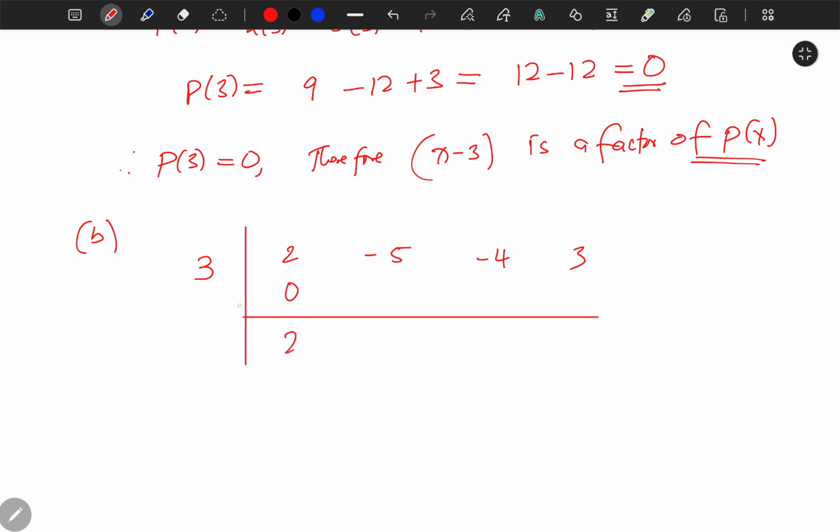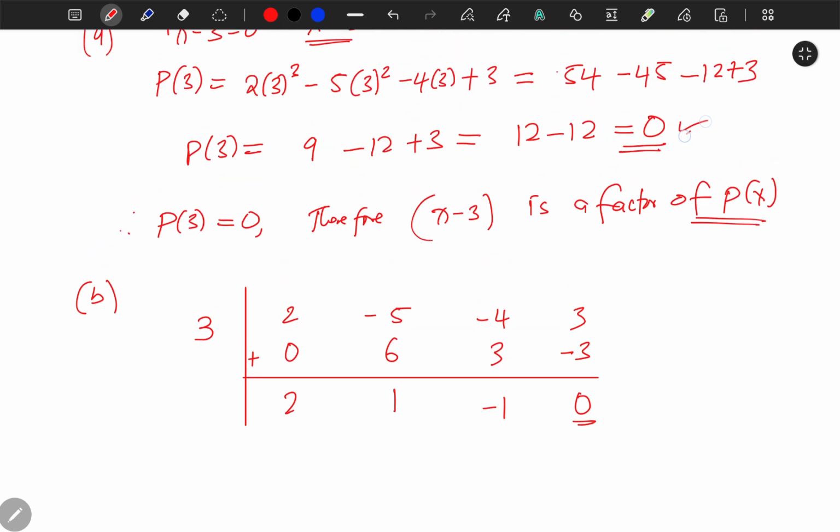Then multiply 2 and 3, you get 6. Add them, and you get 1. 1 times 3 you get 3. Add here, you get negative 1. Negative 1 times 3 you get negative 3. 3 minus 3 you get 0. This is the remainder we are getting here.